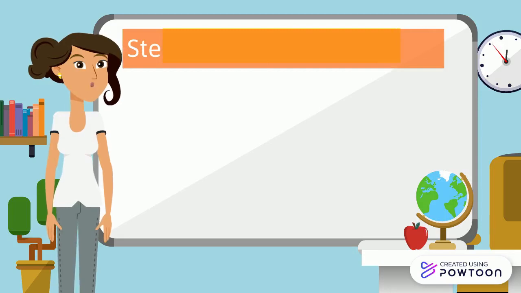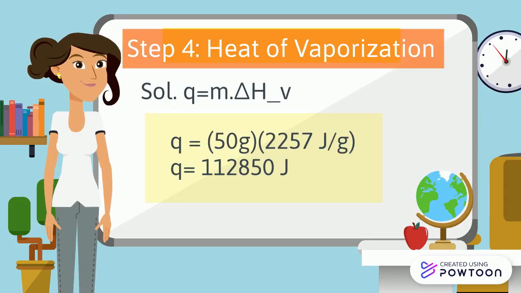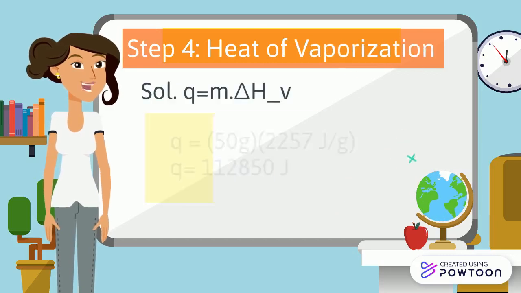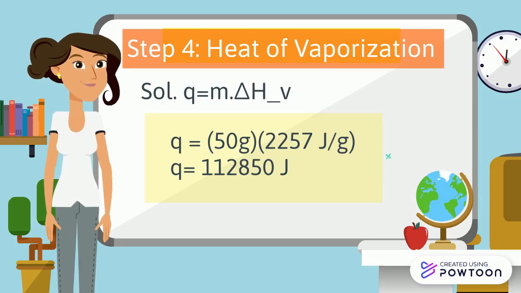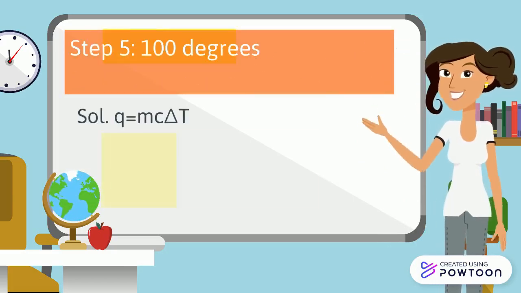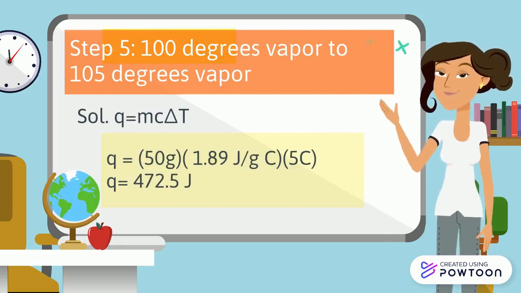Step 4 is to calculate the heat of vaporization. So this time we are going to use the formula for the heat of vaporization, which is heat energy is equal to mass times the heat of vaporization. So 50 grams will be multiplied by 2,257 joules per gram, which is equal to 112,850 joules.